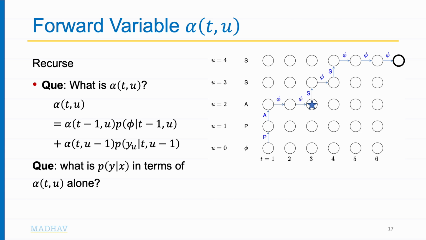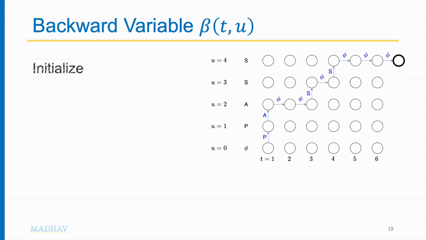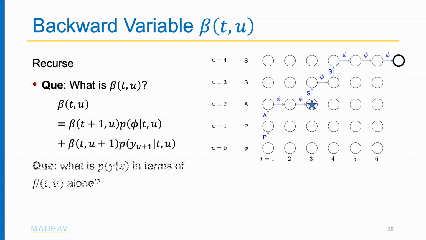And what is p of y given x in terms of alpha t comma u alone? If you compute alpha t comma u at the last node here, that is the probability of all possible paths which give you y as your output, which map to y when you apply the b operator. So you just find the probability of reaching this node, which is alpha t comma u times the probability of phi given t comma u. And similarly, you define the backward variable, exact same maths, you initialize it and then you recurse in the reverse direction, similar formula you derive, and that's it.